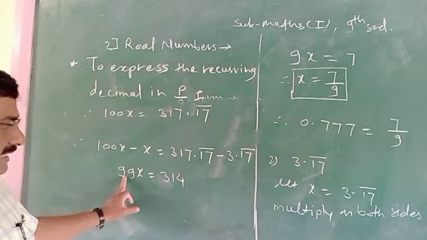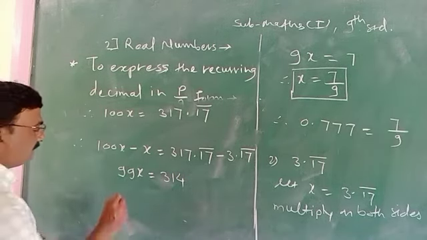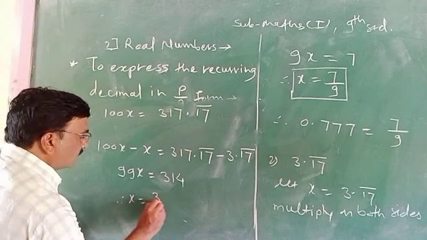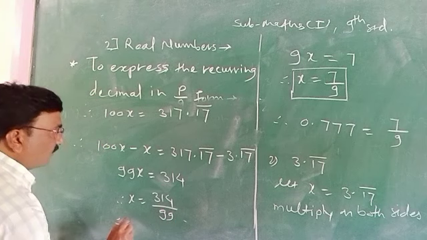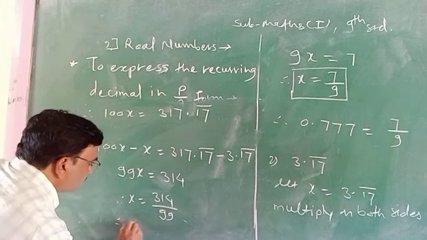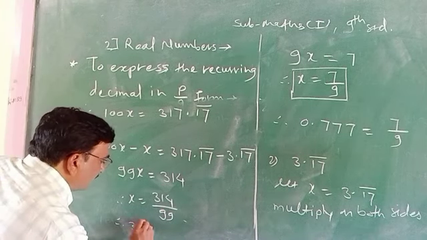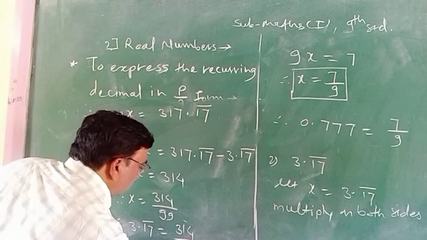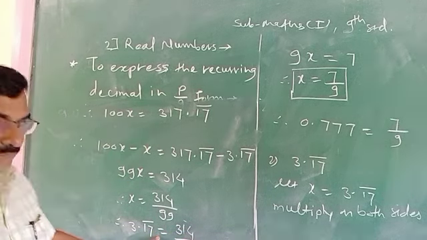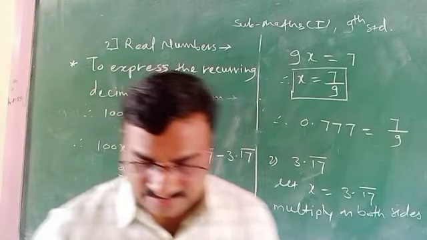Then transfer this 99 towards the right hand side. Therefore x is equal to 314 upon 99. Therefore 3.17 recurring is equal to 314 upon 99. This is our final answer.